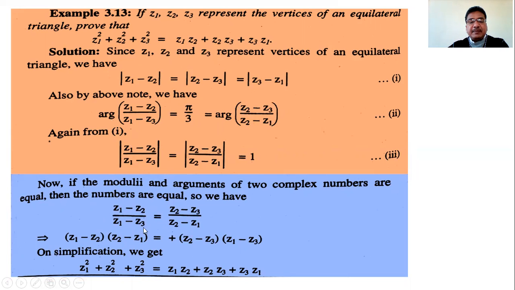Then simplify this, that is shift this Z2 minus Z1 to the LHS, we have this side, and then Z1 minus Z3 to the RHS, we have this side. And if we multiply these two brackets, then we have this, and that is what we have to show.